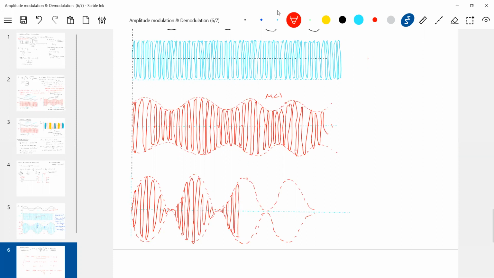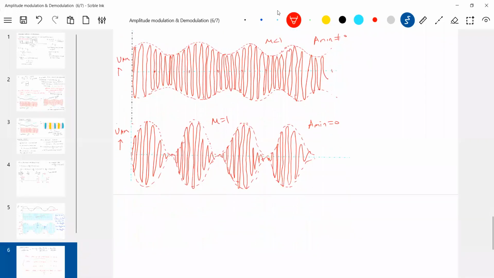The frequency will never change in an amplitude modulated wave. Though in the diagram I'm showing different frequencies. And this is VC, the amplitude modulated wave. This is mu equal to 1. A minimum is 0. You can see clearly here.